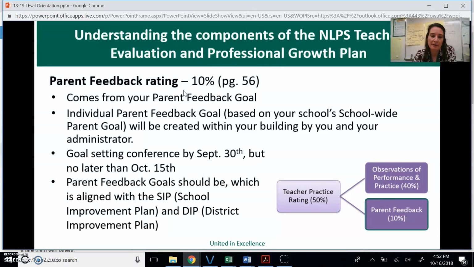There's also a parent feedback rating. This comes from your parent feedback goal that you worked on. You worked on creating a parent feedback goal together with me and data teams, and it was based on our school improvement plan and the district's improvement plan around attendance and parent communication. So we've done a really nice job of aligning all of these things, and it's all included in your goal setting form.